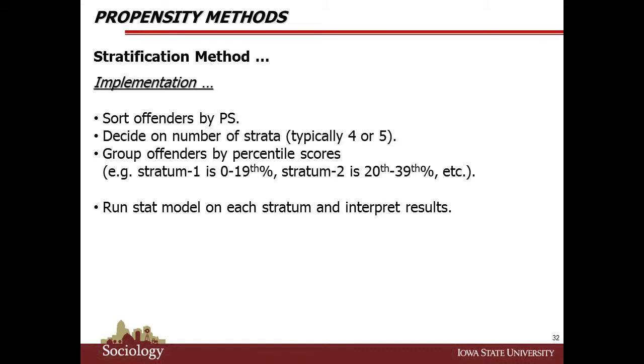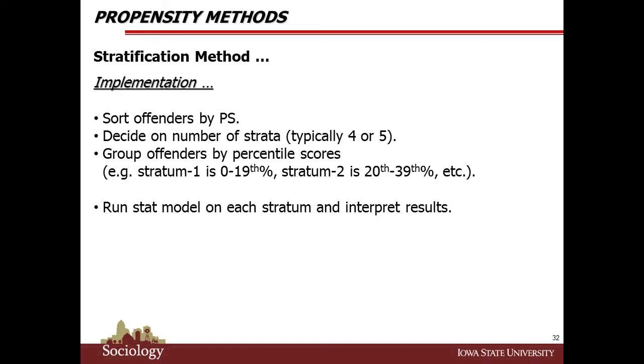The stratification method is very easy to implement. Unlike the case matching method, which is very complex, the stratification method is very easy and can be done by most researchers that have an average level of skills. To do the stratification method, you simply sort all of your offenders or all your cases by the propensity score. Second, you determine the number of strata that you want, either 4 or 5.